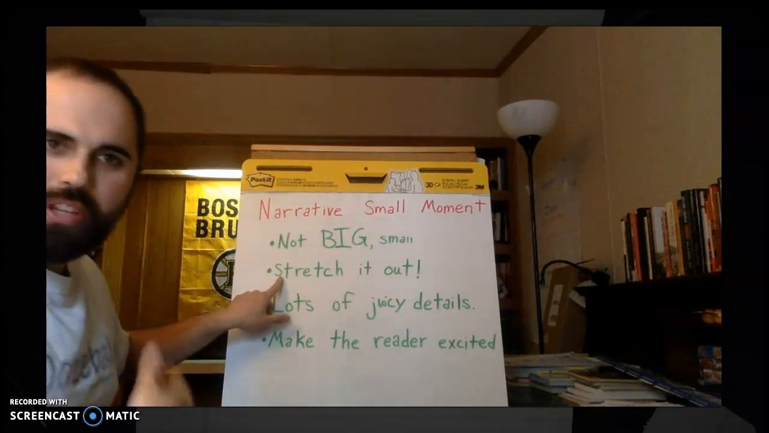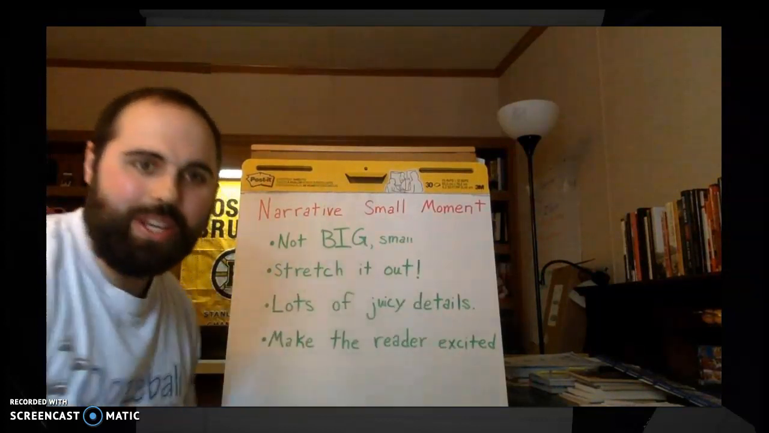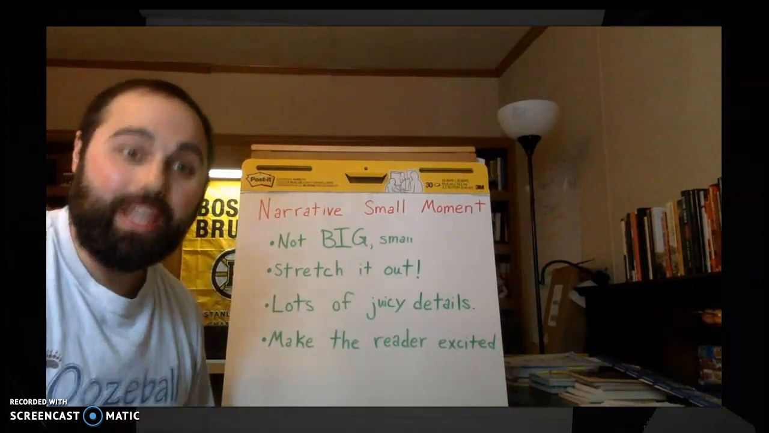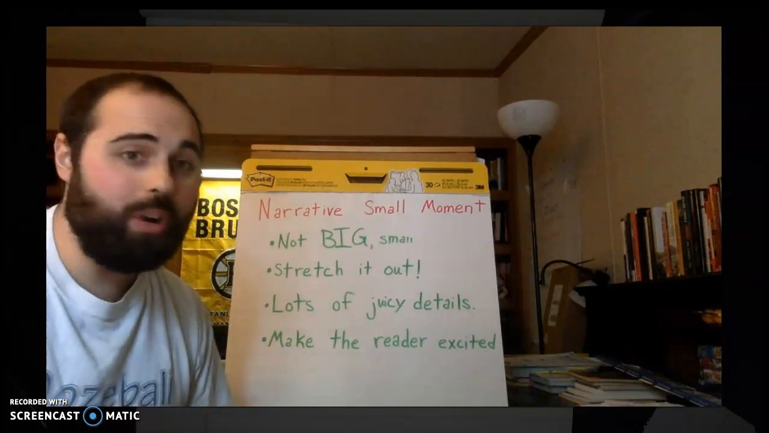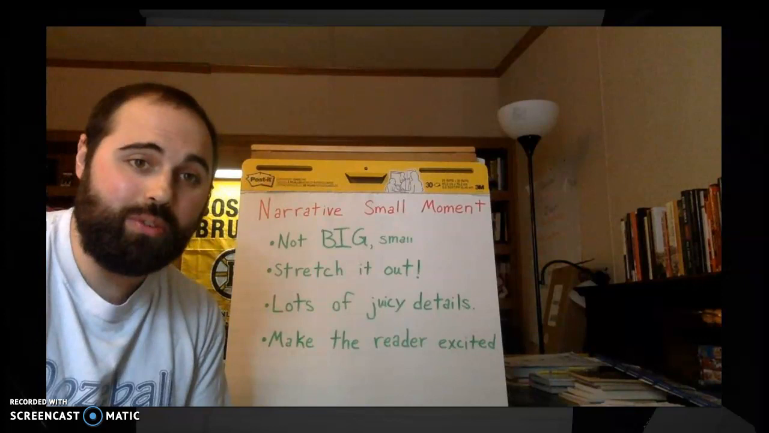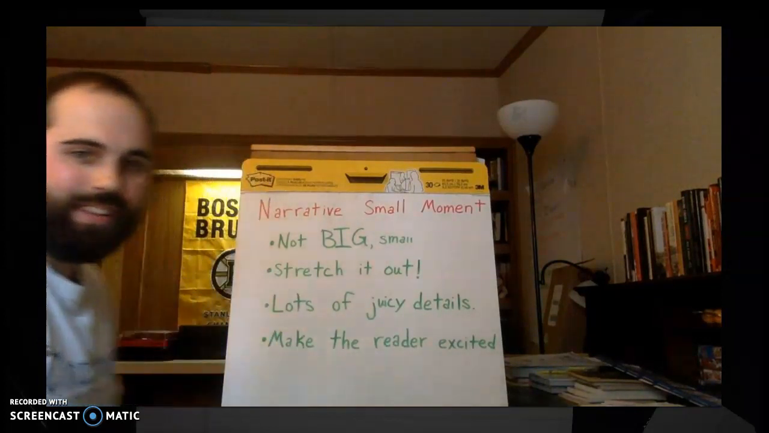In order to really think about that small moment, we need to be stretching it out. We want to be adding lots of juicy details, like a ton. We don't want to be vague at all. We want to add as much detail as possible in these stories. And the one that I'm going to be doing today, I'll show you how to do that.